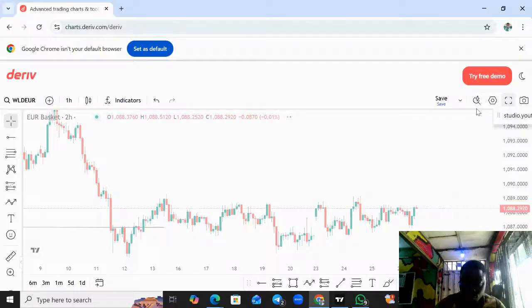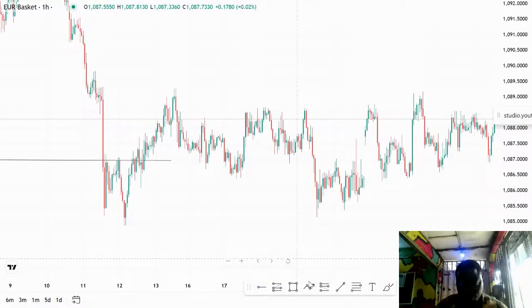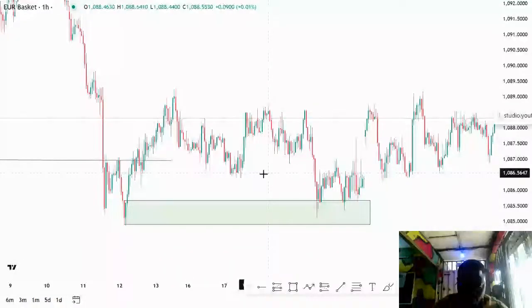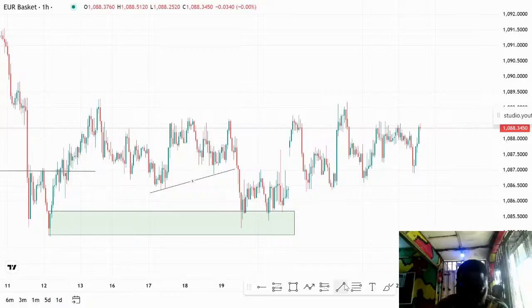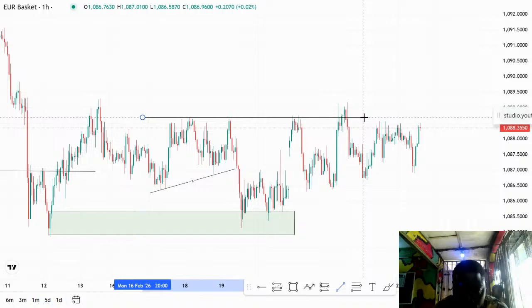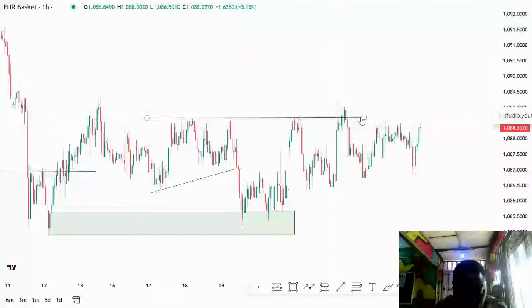So this is the 1 hour time. Our price mitigated our demand zone there. Alright. And then we had this trend line liquidity sweep here. Okay, so this guy is ready. So this high, if price breaks, okay, let's keep it here. Let's keep it here. Alright, so we have gotten a change of character already on the 1 hour time.